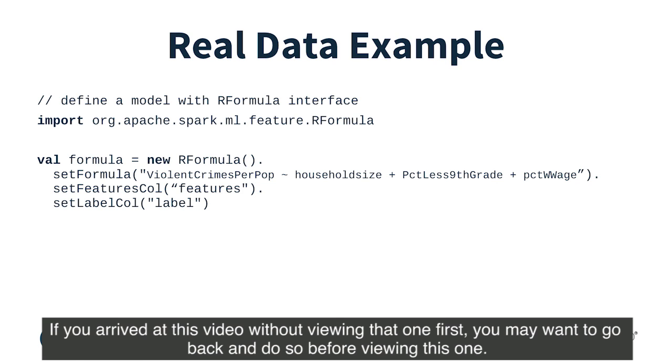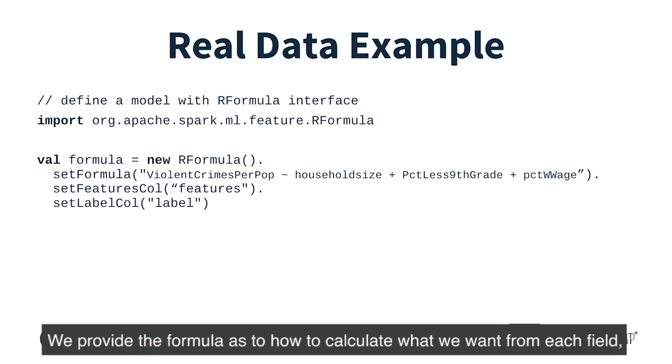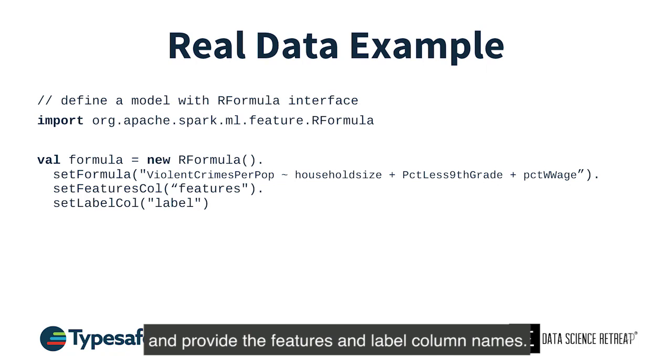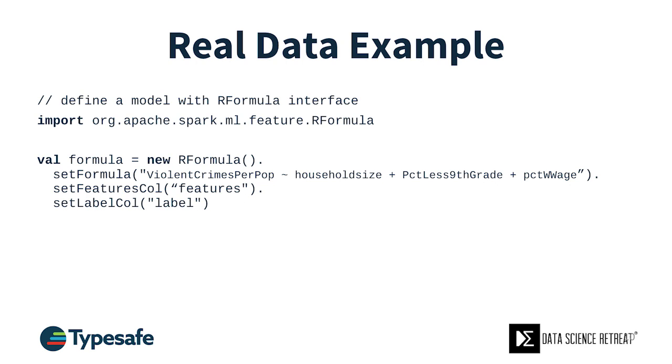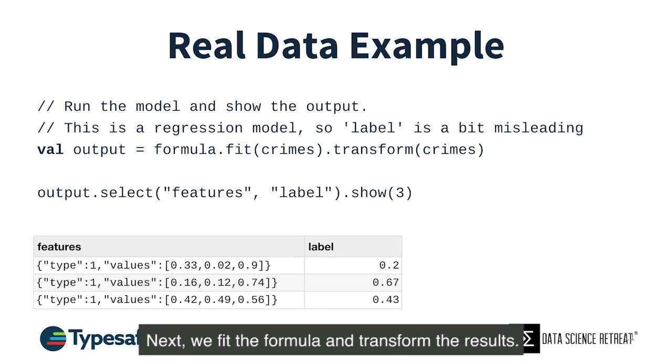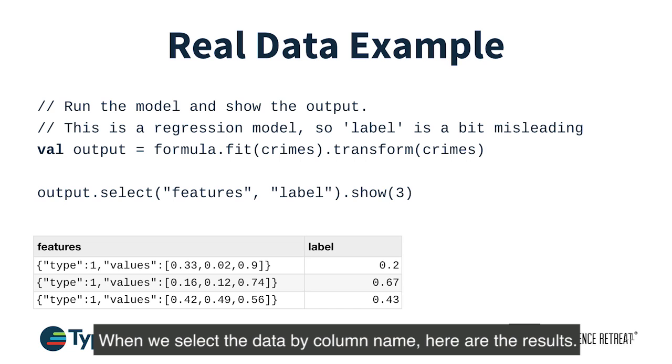We provide the formula as to how to calculate what we want from each field and provide the features and label column names. Next, we fit the formula and transform the results. When we select the data by column name, here are the results.